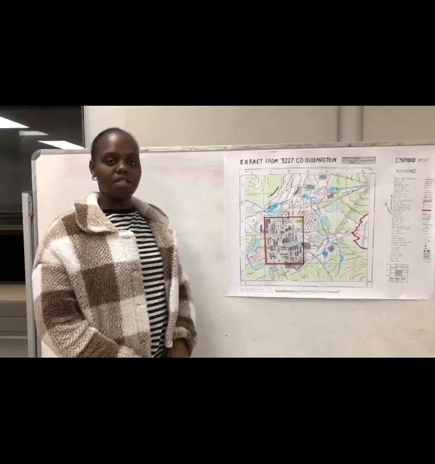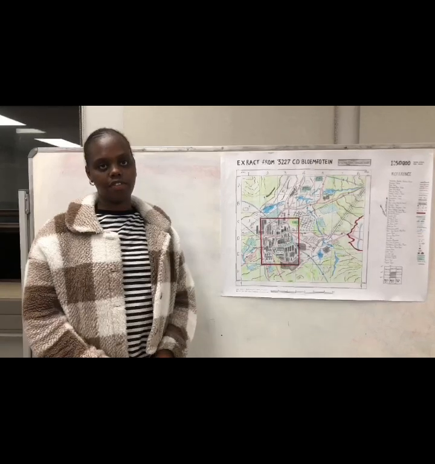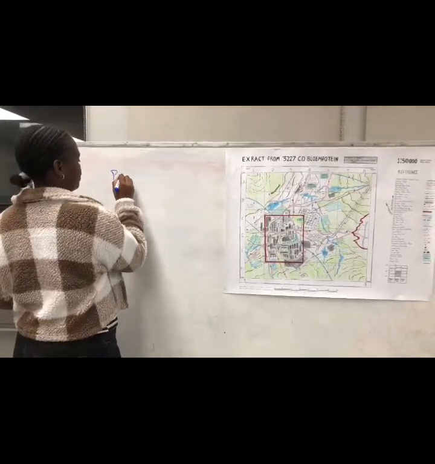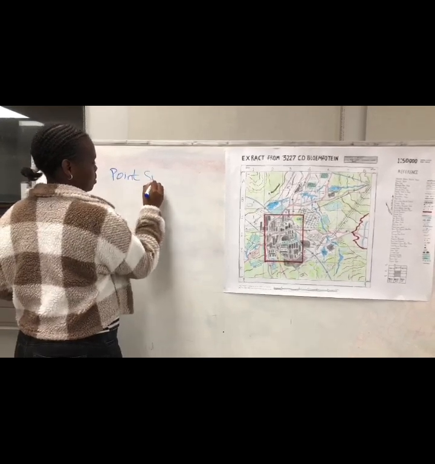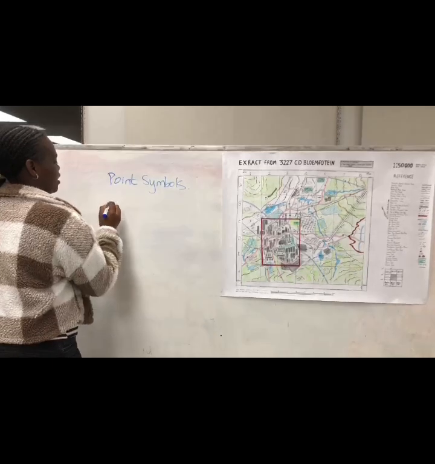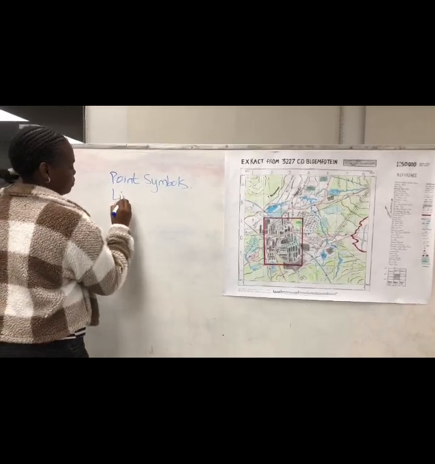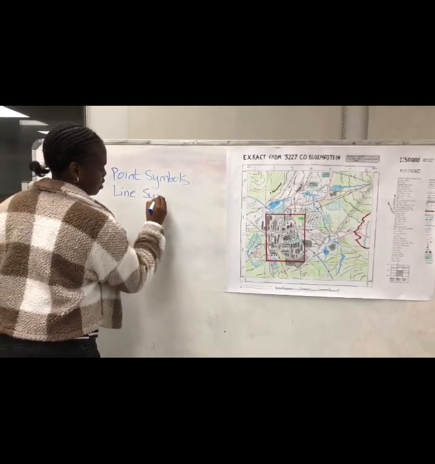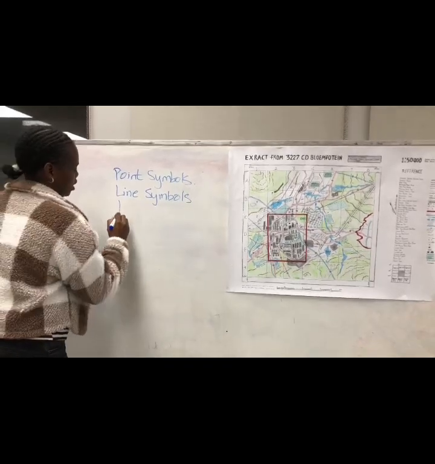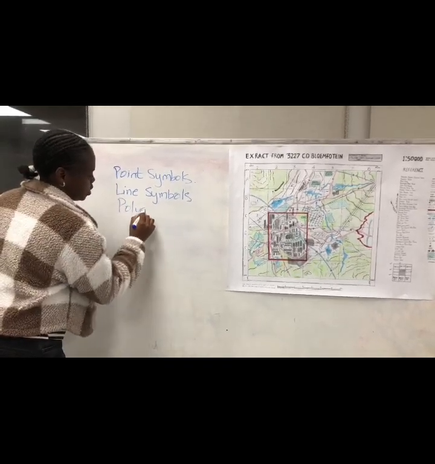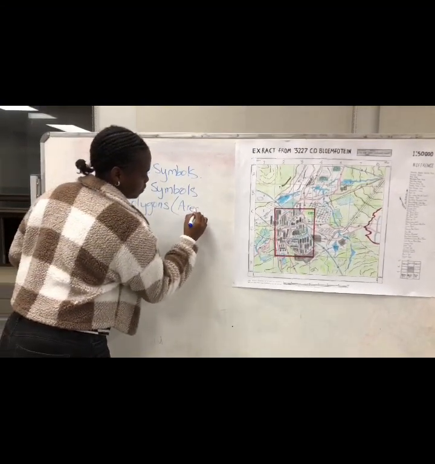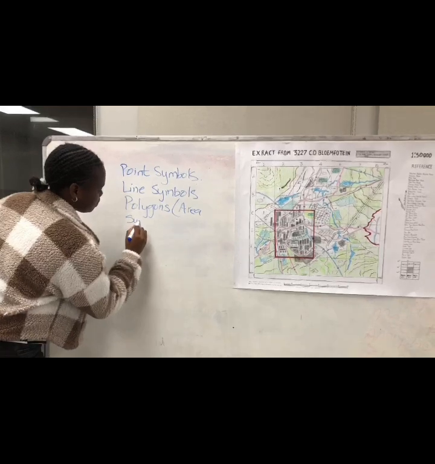There are three types of symbols which are found on a topographic map. Firstly is the point symbols. Secondly is line symbols. And lastly is polygons, or area symbols.